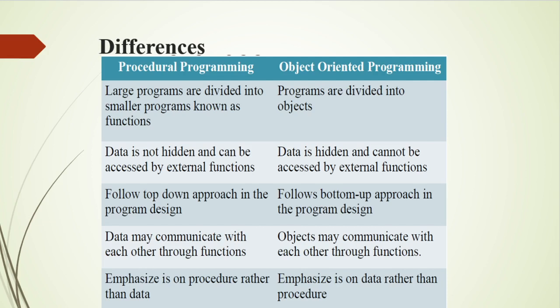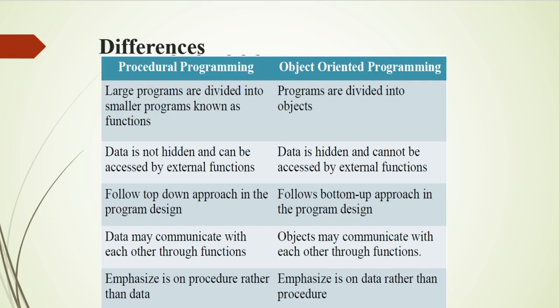The difference is that program is divided into parts called functions in procedural programming, while in object-oriented programming, program is divided into parts called objects. And importance is given to functions rather than data in procedural programming, while in object-oriented programming, to data rather than functions. And design approach in procedural programming is top-down approach. And object-oriented programming follows a bottom-up approach.